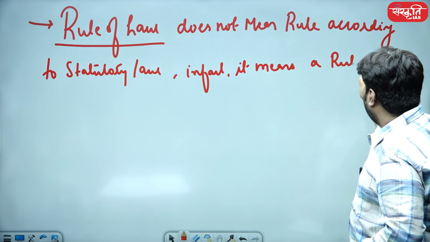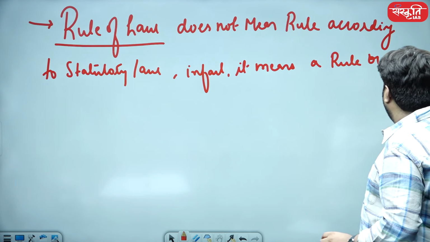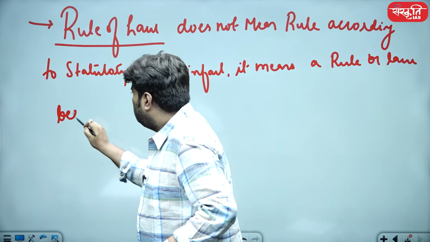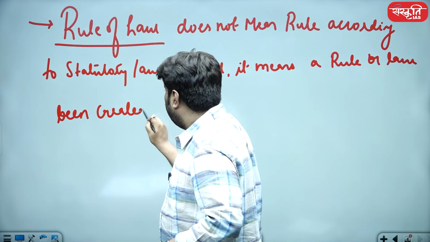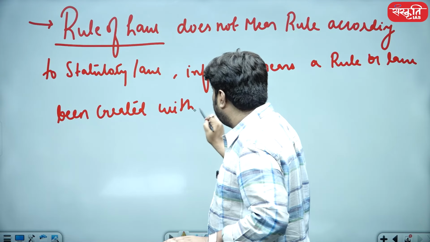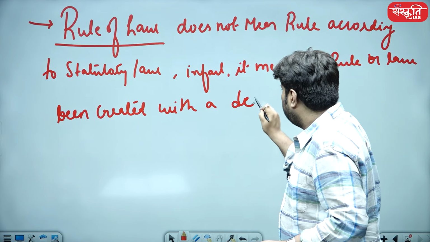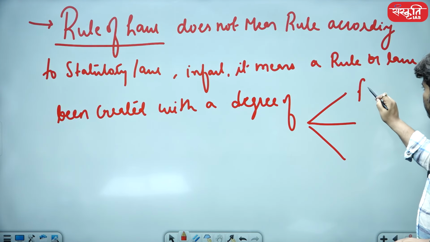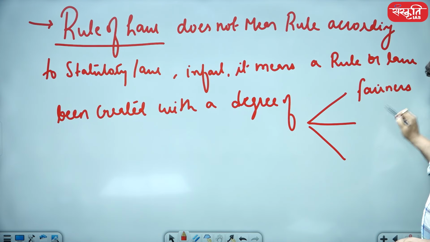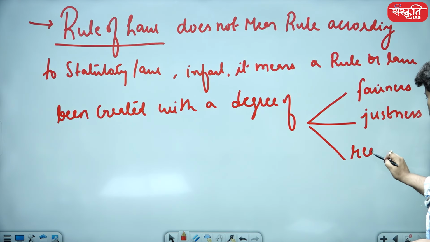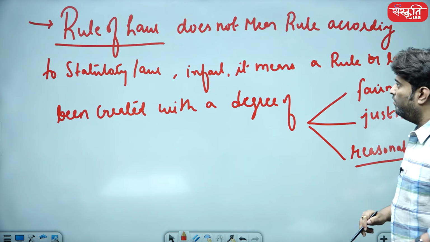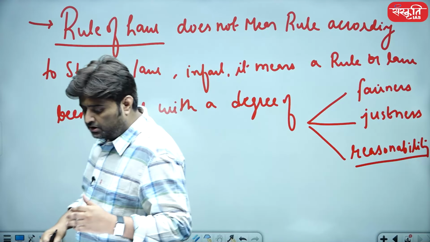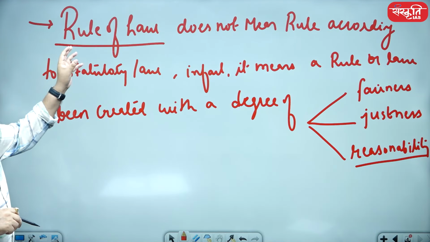a rule or law being created with a degree of fairness, justness, and reasonability. A very powerful line. Whenever you are going to read A.V. Dicey's theory of law, theory of rule of law, you will come across this important point. So what do we mean by rule of law?